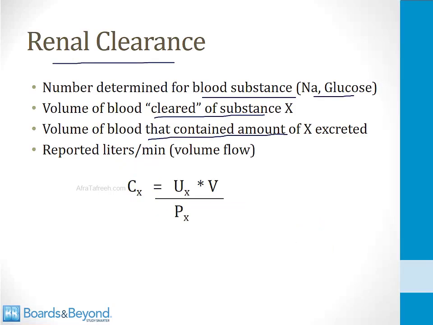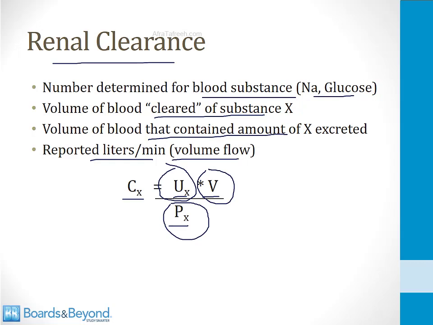Renal clearance is reported in liters per minute, or volume flow, and it can be determined by the equation shown on the screen. The clearance of substance X is equal to the urinary concentration of substance X times the volume flow rate divided by the plasma concentration of substance X. So what this means is, if we know the plasma concentration of a solute and the urinary concentration, and we also know the volume flow of urine, we can then calculate clearance of any given solute.